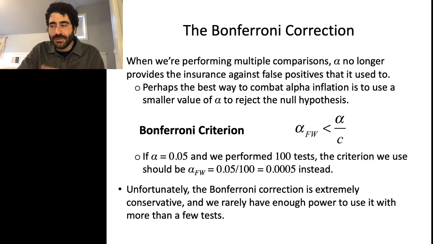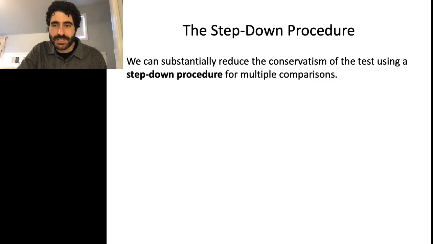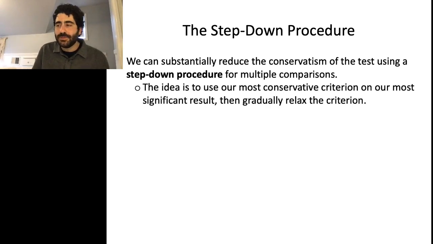So we don't use this family-wise error rate, we use something else. But one thing we can do in this family-wise domain is what's called a step-down procedure. The idea here is we're going to use this super conservative Bonferroni correction only for one of the tests, and then we're going to gradually relax this criterion, right? We don't actually have to be so conservative with every single test. If at least some of the tests seem like they're passing this threshold, we can be more liberal on the other ones.